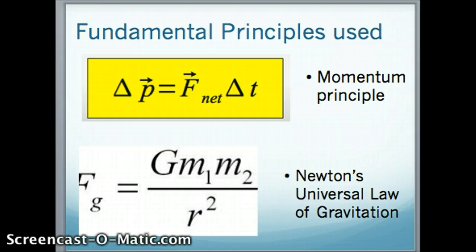The fundamental principles that were used in this experiment were, of course, the momentum principle, which states that the change in momentum is equal to the net force times the change in time, which can be rearranged to say that the net force is equal to the change in momentum divided by change in time, or F net equals dp over dt, which will be very useful to us. Secondly, Newton's universal law of gravitation, which states that the gravitational constant times mass 1 times mass 2 divided by the magnitude of the position vector squared will help to give us the value for the force of gravitation acting on the star by the black hole.